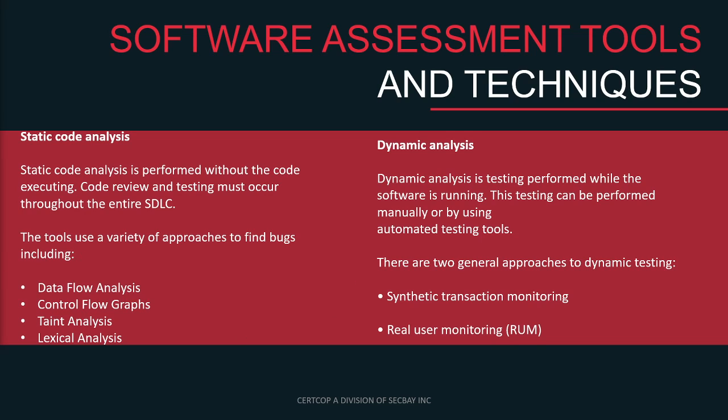So we can't talk about software assessment without talking about OWASP. The two major types of software assessment are called static code analysis and dynamic code analysis. Static code analysis means you're looking at the code without the code executing. So code review and testing must occur throughout the entire SDLC.